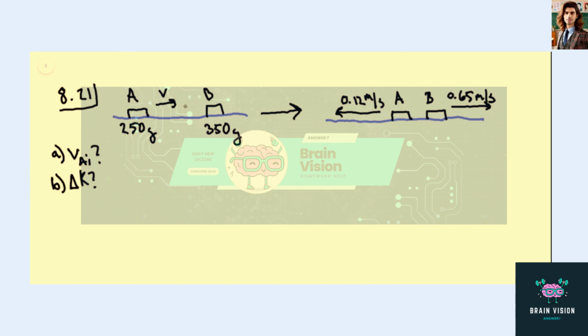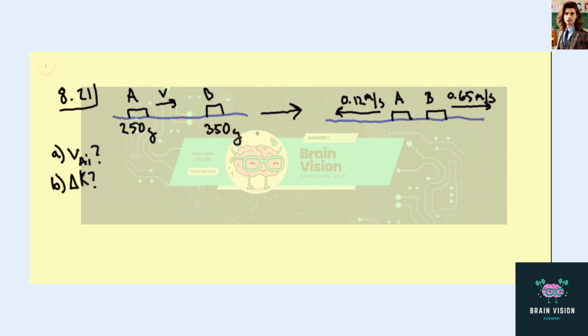So we have some pucks moving around frictionlessly on an air table. Puck A is moving to the right with some speed that we don't know, towards B, which is initially at rest. Here are their masses. And then sometime later, they will collide. And then after that, puck A is moving to the left with a speed of 0.12 meters per second, and B is moving to the right with a speed of 0.65 meters per second.